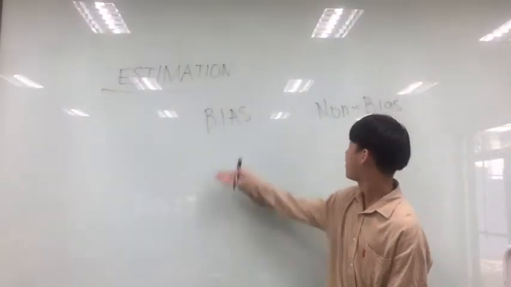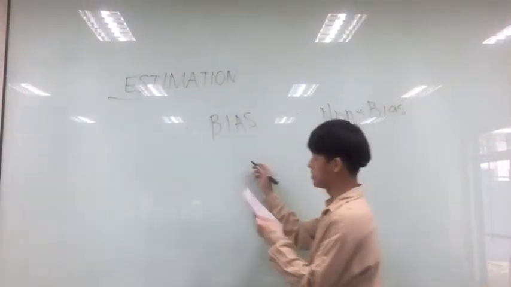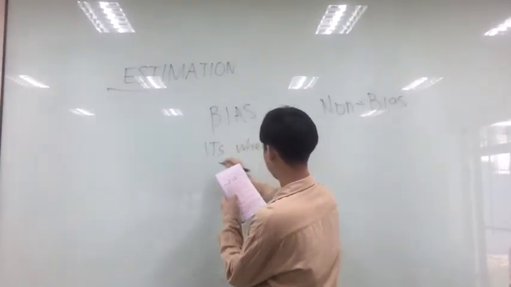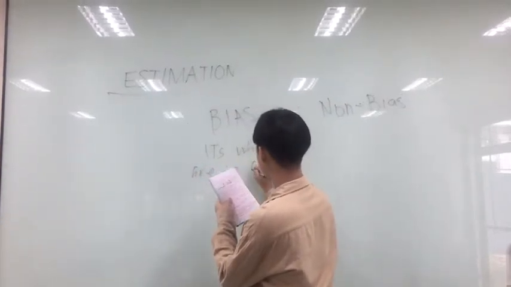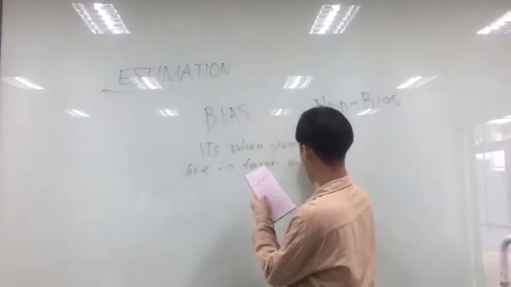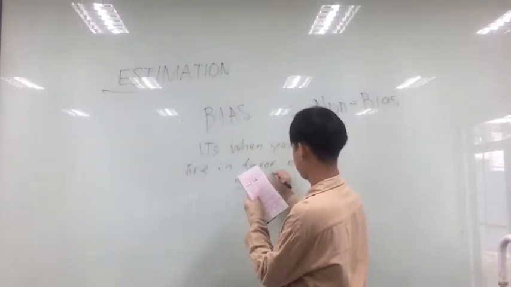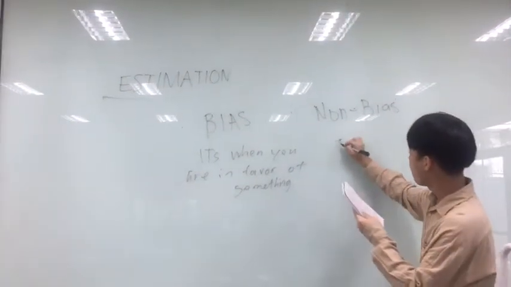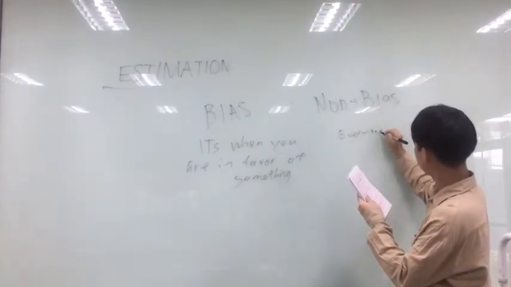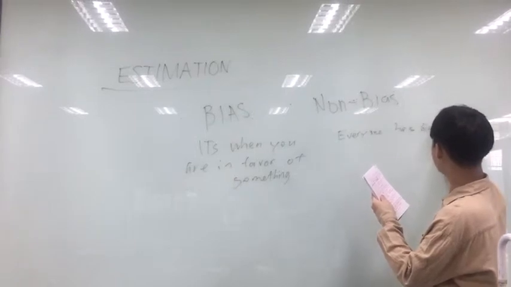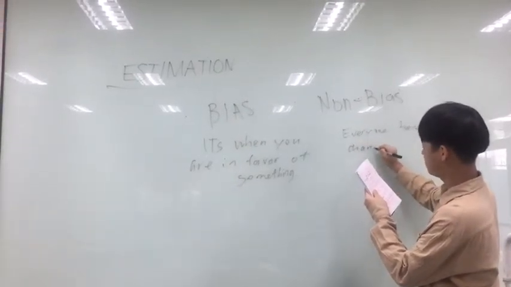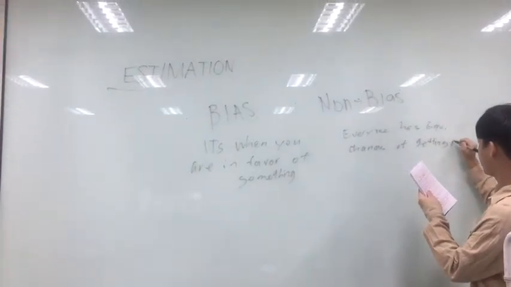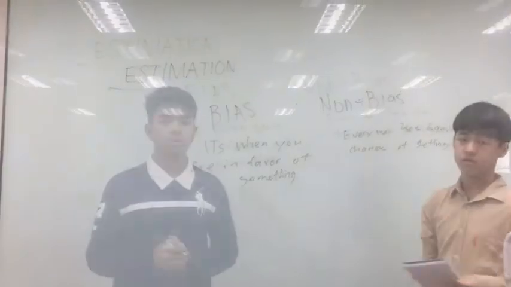We're going to discuss bias and non-bias. Bias is when you are in favor of something. And non-bias is when everyone has an equal chance of getting picked.